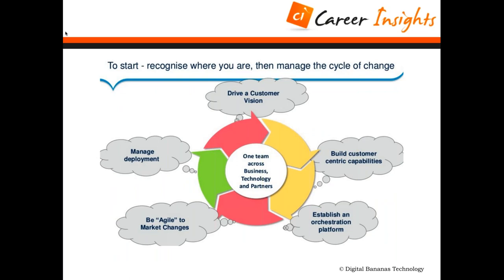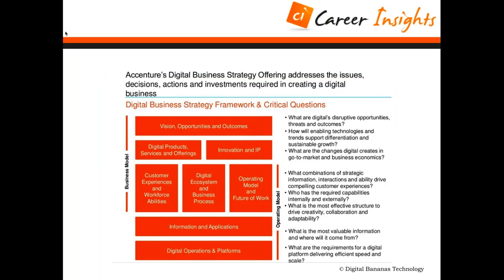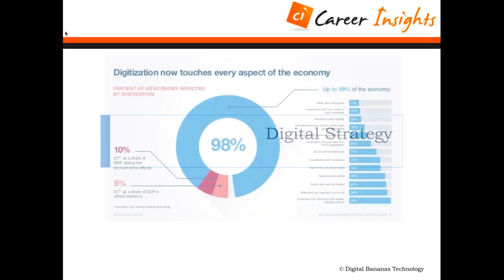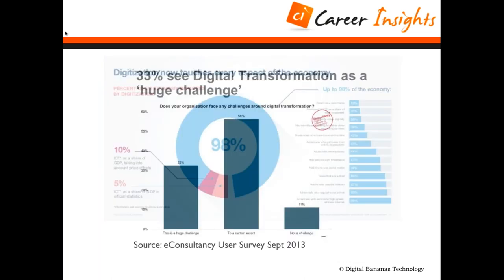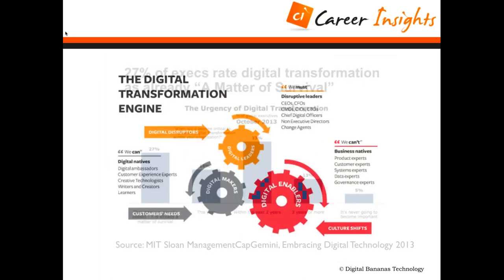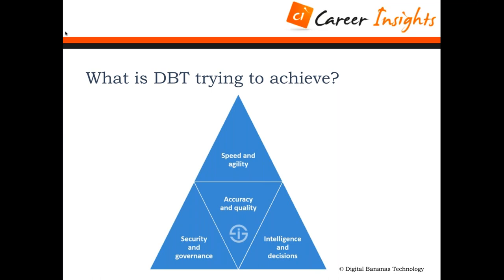And that is why we believe that digital transformation will build customer-centric capabilities. Basically, it helps us to build customer-centric capabilities, drive a customer vision, manage deployment, be agile to market changes, and establish an orchestrated platform. Now, I'm going to stop here. Why? Because this is hardcore work in terms of creating the vision and opportunities of the company, understanding what your digital product services are. This will take at least 2 days for me to do. And then helping you to create digital strategy, that is long. So let's just stop for now, okay?